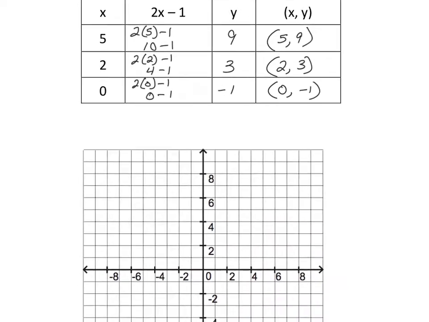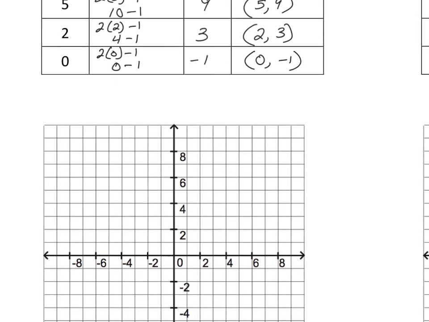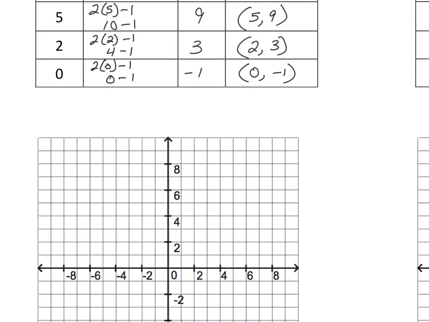And then I plot those 3 points. Again, for the most part, they're going to end up in quadrant 1. Right 5 and up 9 puts me right here. Right 2 and up 3. And right 0 and down 1.